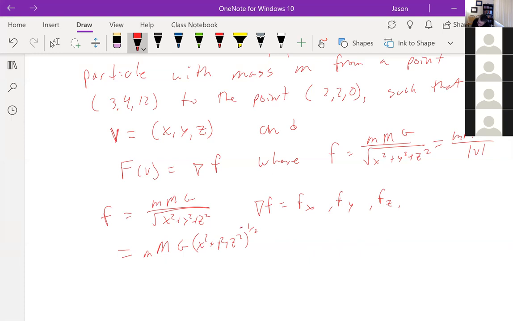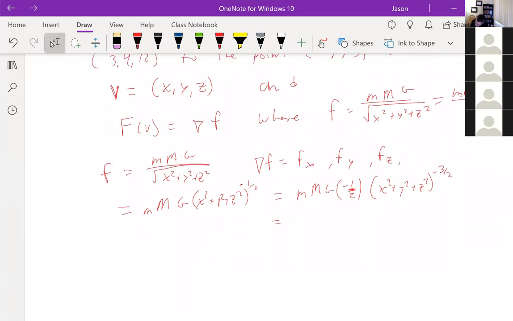Now bring down the negative there. That's where we get the negative from. That makes sense. So now bring down the negative 1/2. So this is mg times negative 1/2. This is now going to go to the negative 3/2. There we go, that makes a lot more sense. So x squared plus y squared plus z squared to the negative 3/2, times chain rule. Don't forget chain rule. This is going to be 2x.